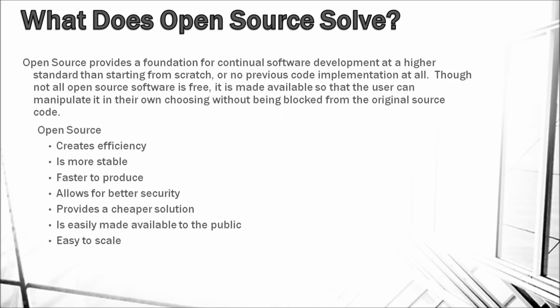So then you may be asking yourself, what exactly does open source solve? Well, open source provides a foundation for continual software development at a higher standard than starting from scratch, which, like I said, can be quite redundant. Though not all open source software is free, it's made available so that other users can manipulate it to their own choosing, without being blocked from the original source code. So, breaking it down, open source is very efficient, more stable, faster to produce, allows for better security, provides a cheaper solution, is easily made available to the public, and ultimately, it's easy to scale depending on what you're using or your knowledge of how to scale.